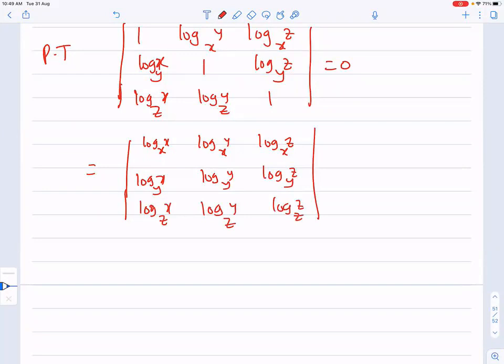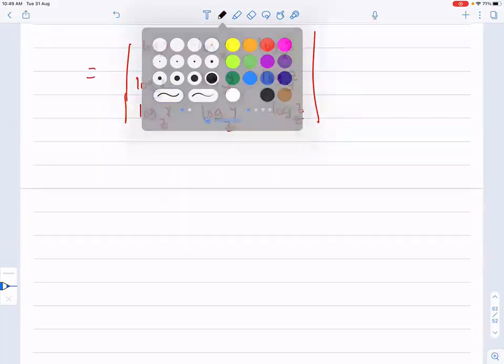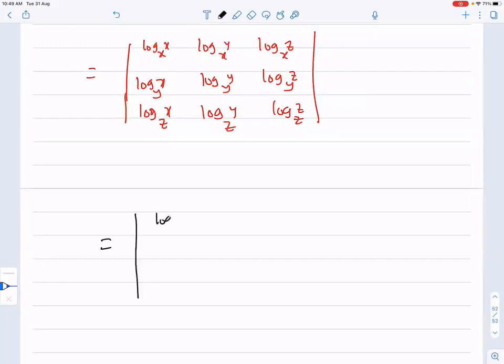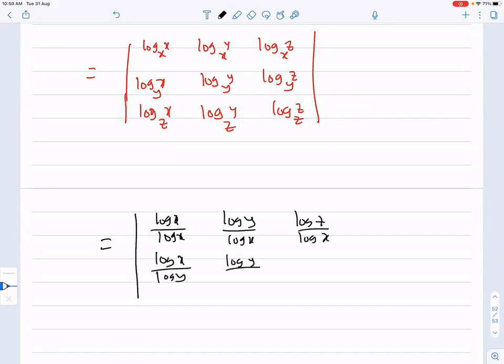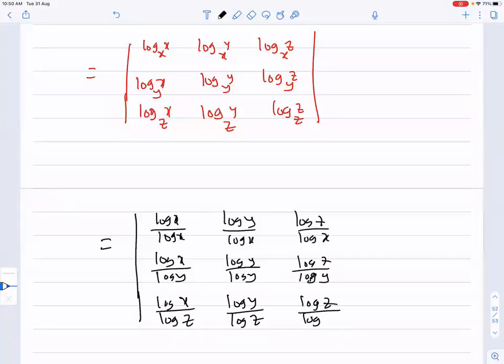This is going to result in what? Log x upon log x, log y upon log x, log z upon log x. Correct now? Log x base x. Similarly, log x upon log y, log y upon log y, log z upon log y; log x upon log z, log y upon log z, log z upon log z.